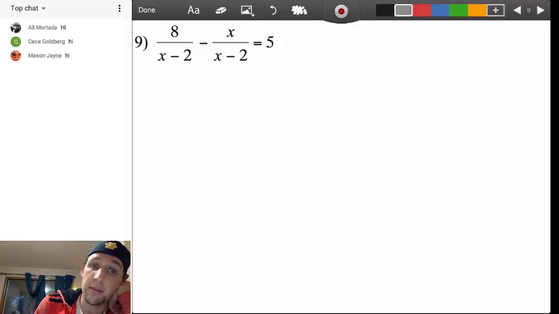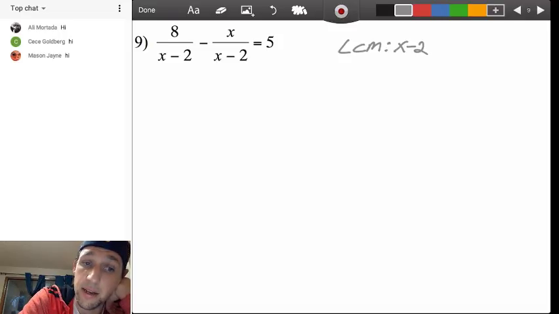Basically what you're going to try to do is get rid of these fractions as quickly as humanly possible. So you're going to figure out what would be my common denominator. Well, the only two fractions I have both have the same denominator, so I guess it would be x minus 2.